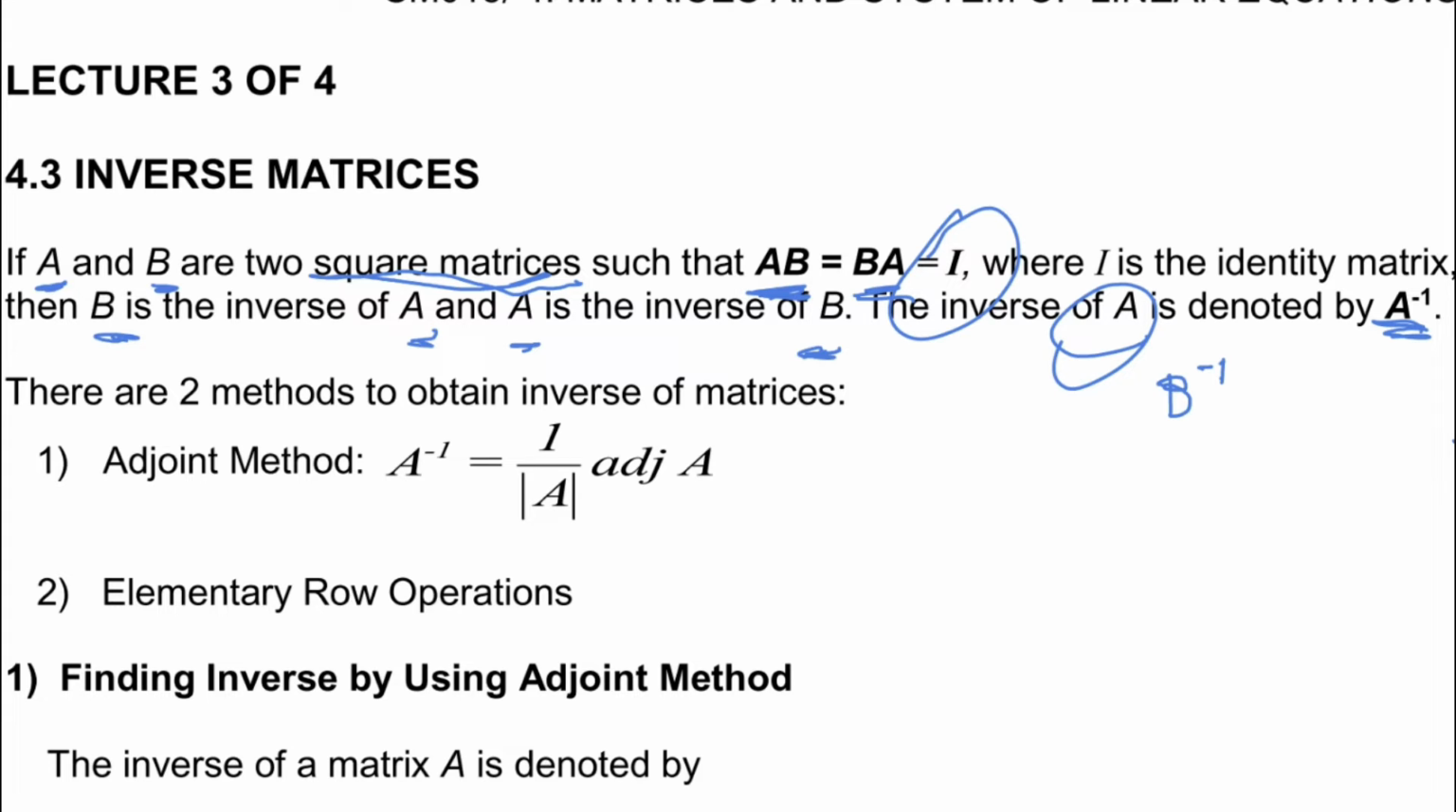For your syllabus, you will learn there are two methods to obtain the inverse of matrices. The first method is the adjoint method. For the adjoint method, you must remember the formula: A inverse is equal to 1 over the determinant of matrix A, multiplied with the adjoint of A. And then the second method is by using elementary row operations.